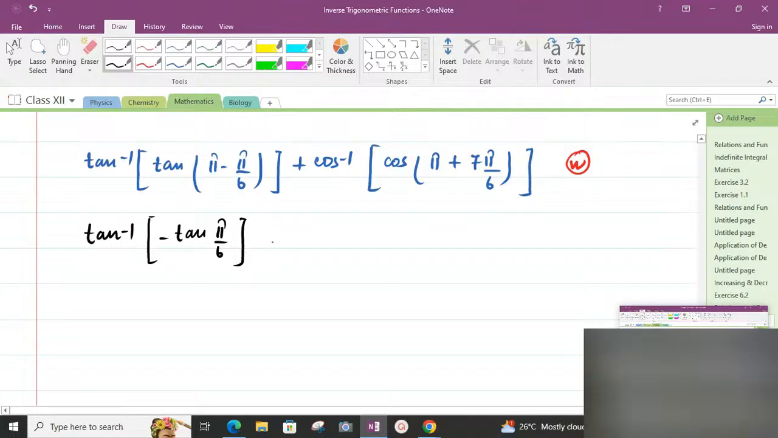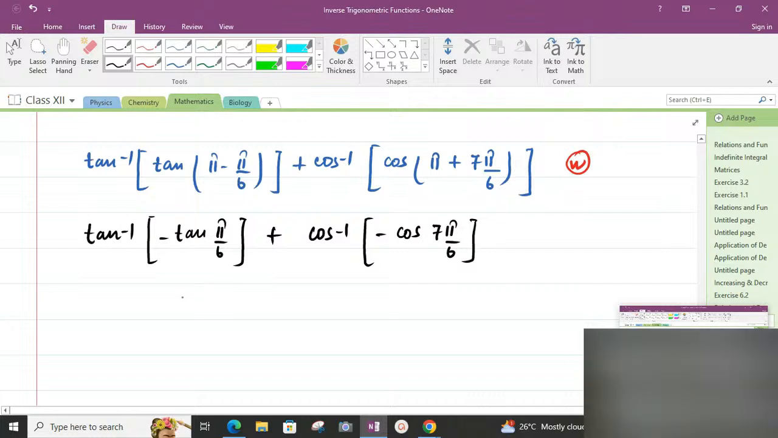Similarly, here will be cos inverse, and we know that cos of pi plus theta equal to minus cos theta. So we write down here minus cos 7 pi by 6. Hope that there is no problem to understand up to this step.